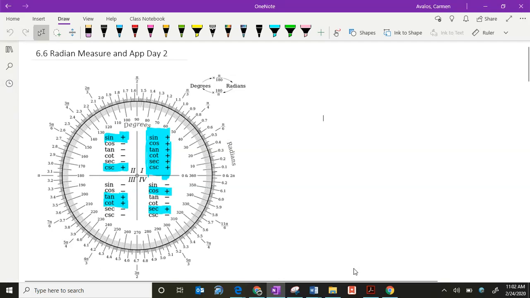So we are on the second day of radian measure. What we're looking at here is that a radian measure is going to be defined by a formula that is going to be S equals theta R.